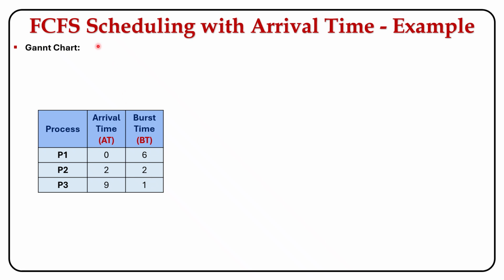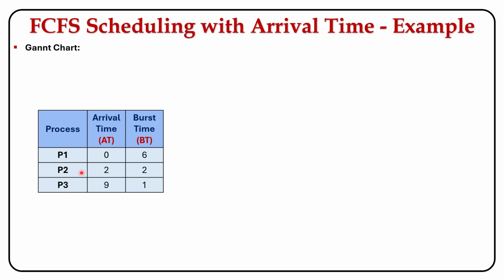We know that in the first come first serve scheduling algorithm, the process that arrives first gets the CPU and runs completely. Process P1 arrives at time 0, process P2 arrives at time 2, and process P3 arrives at time 9. So based on the arrival time, the execution order of the processes is P1, P2 and P3. Let's draw the Gantt chart first and simultaneously calculate start time and completion time for each process.